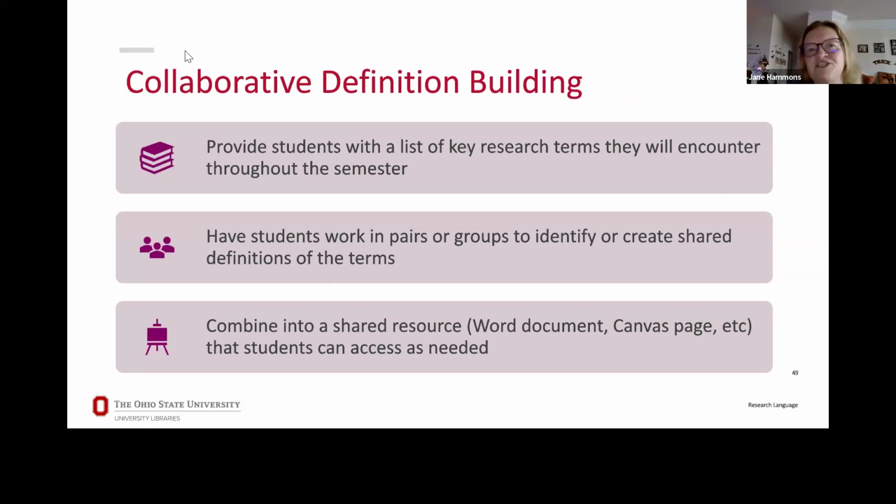I think collaborative definition building could also be really good. At the beginning of a class, for example, provide the students with a list of key research terms that you're going to encounter, and work together with the students to create shared definitions of those terms. I think that could be helpful in getting to that issue of inaccurate prior knowledge. If they are working together to create those definitions and recognizing that those are the definitions they are using in the context of their class, that could perhaps be helpful, and it could be combined into a shared resource that they can keep and use throughout the rest of the course.